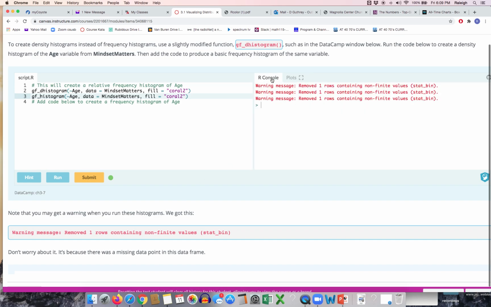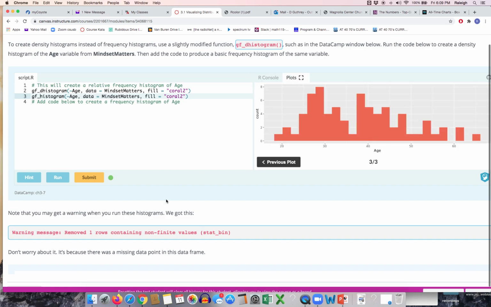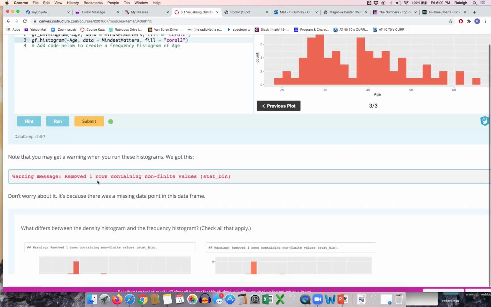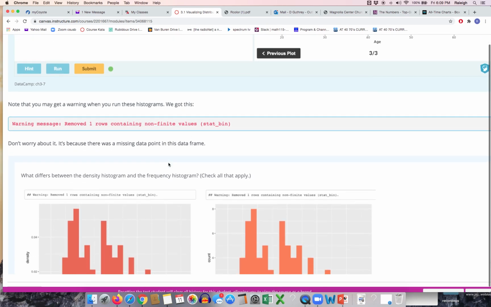Also, if you check the console part, yes, we removed a row containing non-finite variables. They do mention this. I'll get back to the plot. What happened was there was a missing data point in the data frame, so they let you know about that. They kind of played gotcha with this. So there's a missing data point. Do not be concerned about it.